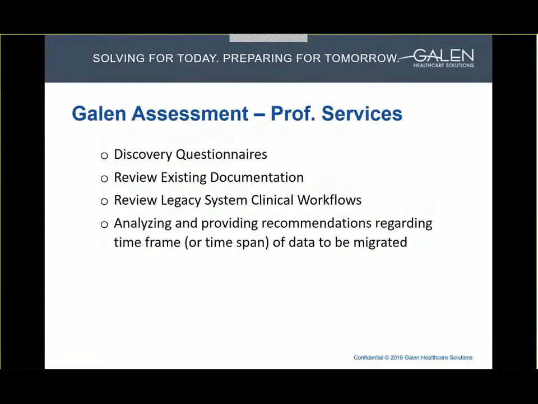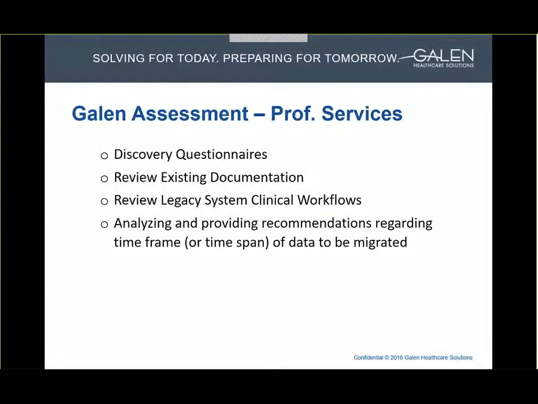Another item, as Tyler touched on previously, we also like to understand how the go-live is going to be carried out. So when you go live on your target system, is your organization planning for a big bang go live, or will you be rolling out the new EHR in a piecemeal fashion? So understanding your go live strategy will allow us to devise a cutover plan tailored to your organization's needs.